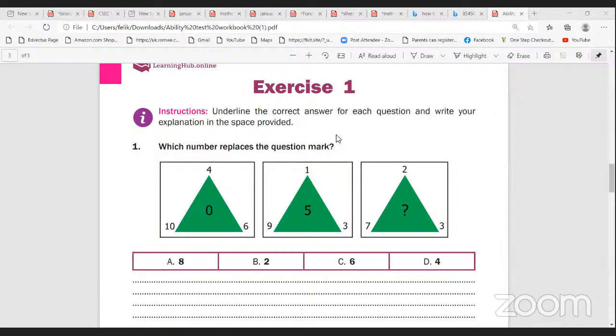All right, read the options. 8, 2, 6, or 4. Awesome, beautiful reading, good vocals. All right, go ahead now, Aiden.